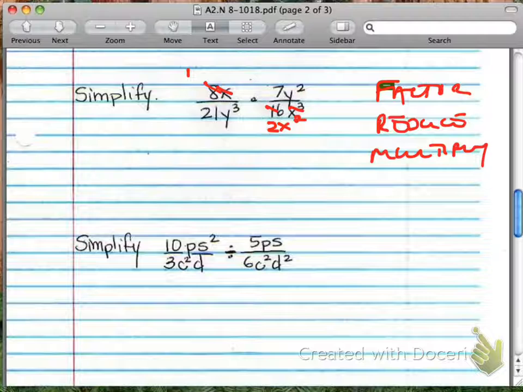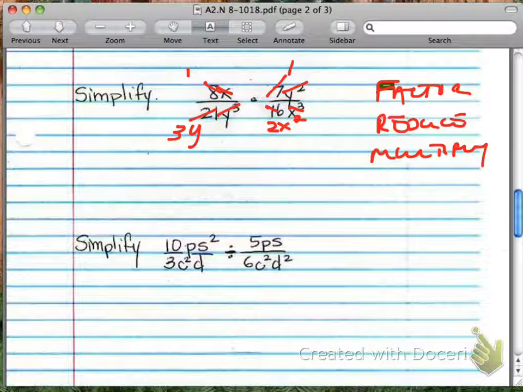Okay, over on the other side. What goes into what? 7 goes away, and 21 becomes 3. Okay, I have y squared and y cubed. What's going to happen there? 3y and 1. Yeah, so y squared is going to go away. This y cubed is going to become y, or y to the first power, right?